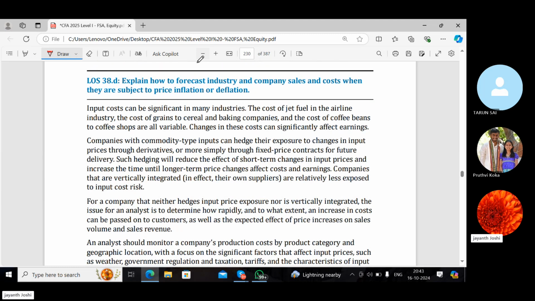Now, explain how to forecast industry and company sales and costs when they are subject to price inflation or deflation. First of all, inflation is nothing but the condition where the prices of goods are high, and deflation is the condition when the prices of goods are going very low. China is facing deflation right now. India is facing inflation. Deflation is even more dangerous than inflation.